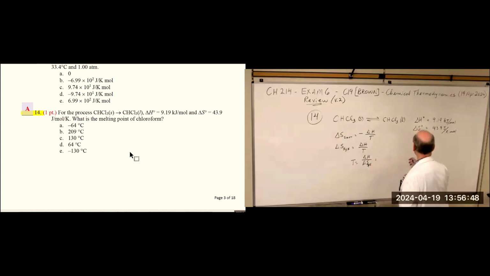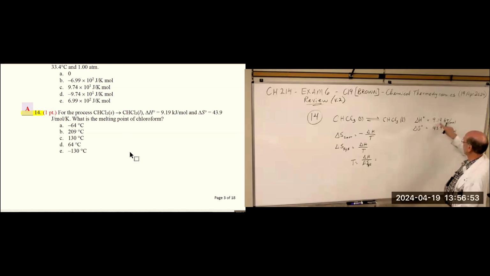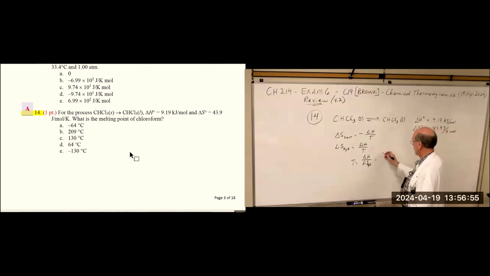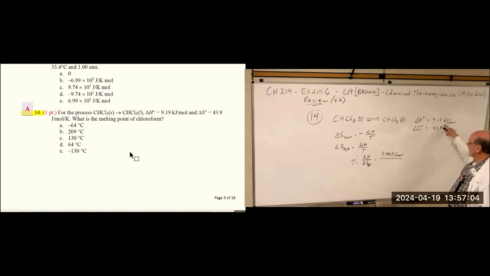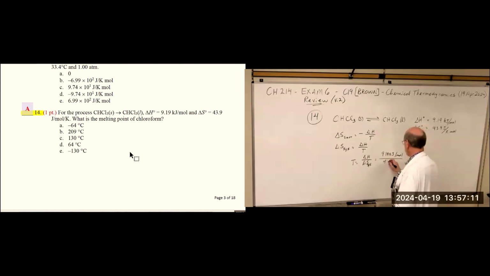System. So delta H is, and these have to be in the same unit. So this is 9,190 joules per mole. That's kilojoule, yeah, but they have to be in the same units. So we change this one to joules and leave this one as joules, 43.9 joules per K mole. Moles cancel, joules cancel, and we're left with K.